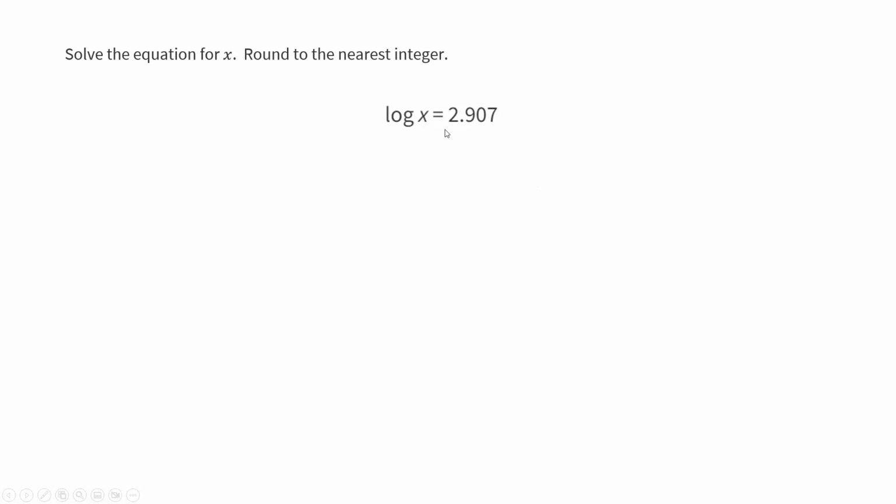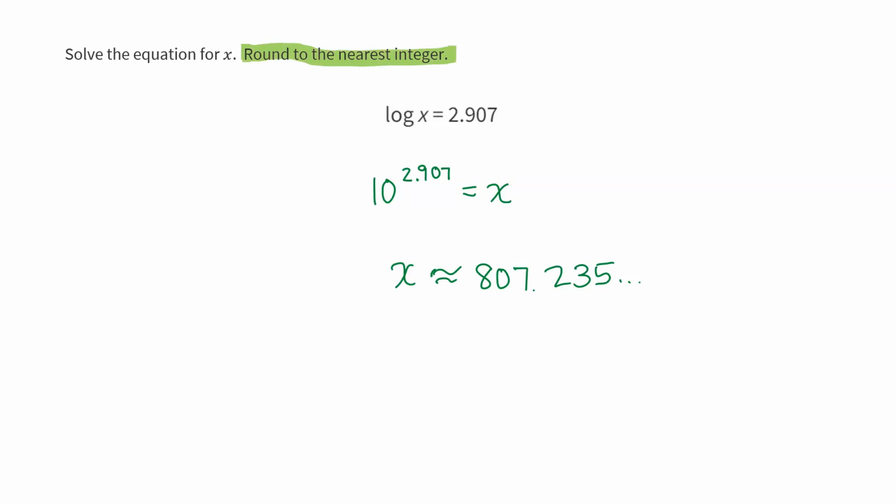Well, going back to some of the previous examples, this is a base 10 logarithm, so I know that 10 raised to this exponent should equal this x value. And then all I have to do is put this in the calculator. And if I do that, I get about 807.235. You were asked to round to the nearest integer, and so you would round this to about 807.